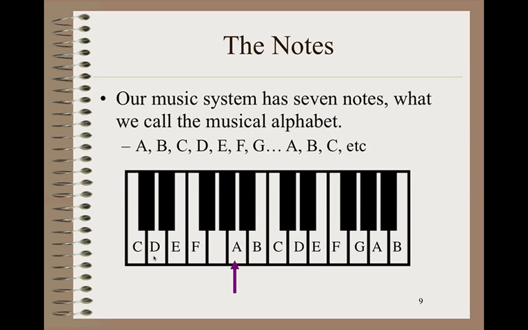So let's look at the notes. The notes are what we call our musical alphabet, and it's real easy to know these notes because they follow right along with the alphabet, starting with A. So we have A, B, C, D, E, F, G, and then it starts over again, A, B, C, D, E, F, G.